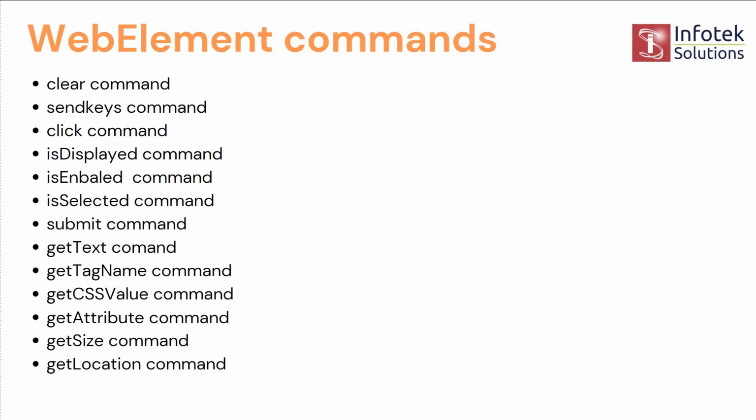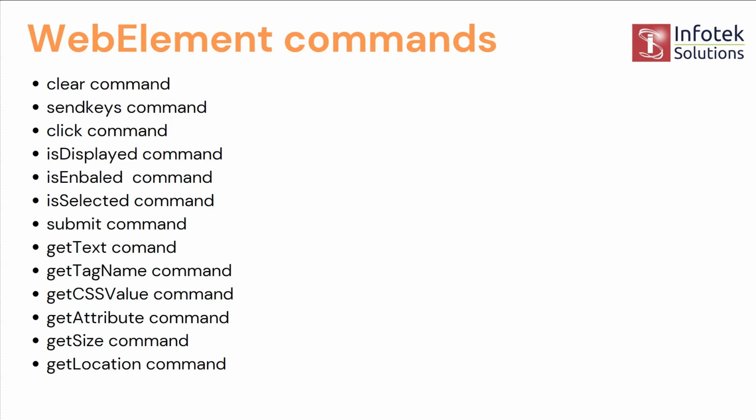Now here, you have some web element commands. These commands are used very often. Some of the commands are clear, send keys, click, is displayed, is enabled, is selected, submit, get text, get tag name, get CSS value, get attribute, get size, and get location. It's very easy to remember all these commands because they go with the name.